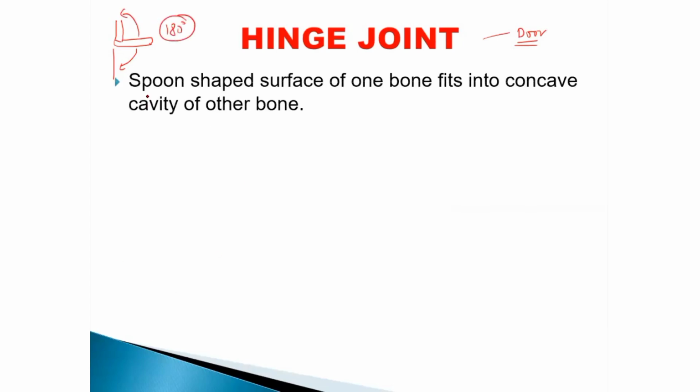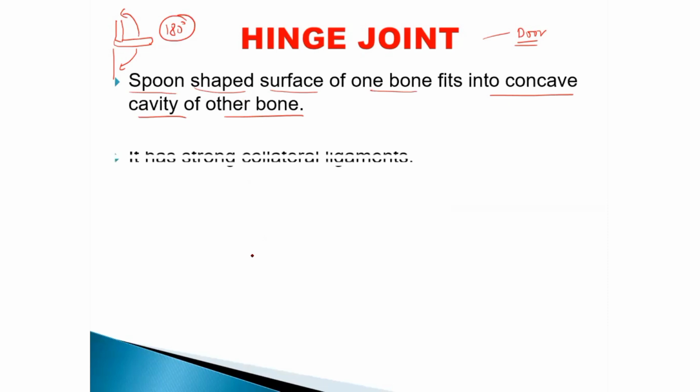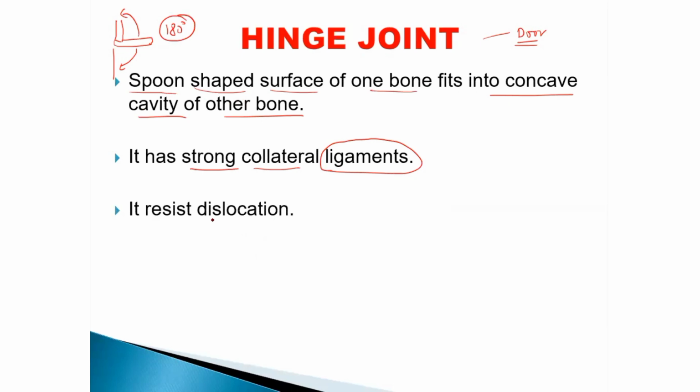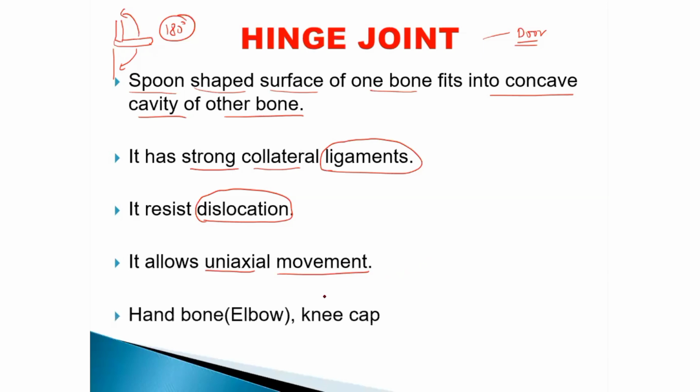Remember, one bone is of spoon shaped. Surface of one bone fits into the concave cavity of other bone. So one bone will be spoon shape, and other bone will be of concave cavity. It has strong collateral ligaments, and they are not prone to easy dislocation. Just remember this. It resists dislocation, that is hinge joint. Hinge joint always shows uniaxial movement, means it moves in one direction.